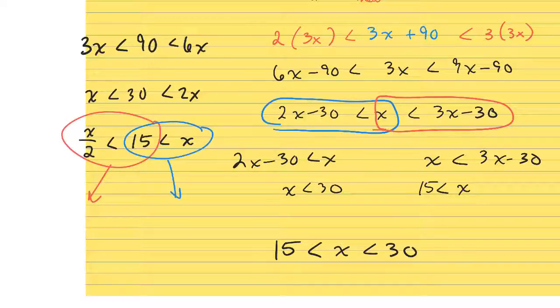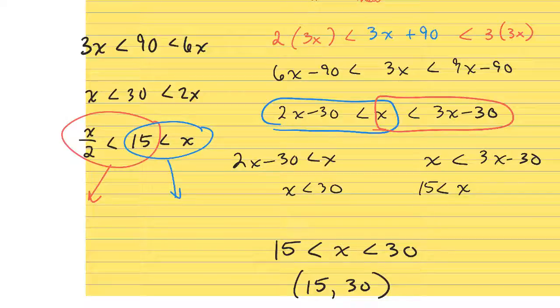It's somewhere between. How would I write this in interval notation? It would be parentheses 15, comma, 30 parentheses. Yeah. Okay, remember that this looks like a coordinate. It is not a coordinate when we're writing a solution set.